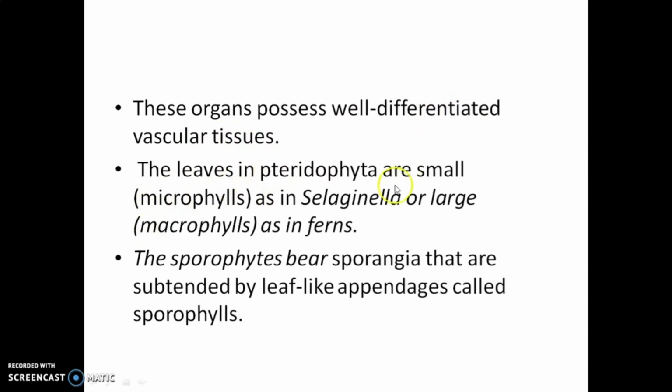And the leaves in pteridophyta are small. They are termed as microphylls, as in Selaginella. But in ferns and others, we can see large leaves, and these large leaves are termed as macrophylls. So the small leaves are called microphylls and large leaves macrophylls. And the sporophytes bear sporangia that are subtended by leaf-like appendages called sporophylls. Okay, so microphyll means small leaves, macrophyll means large leaf, and the leaf-like appendages bearing sporangia are known as sporophylls.